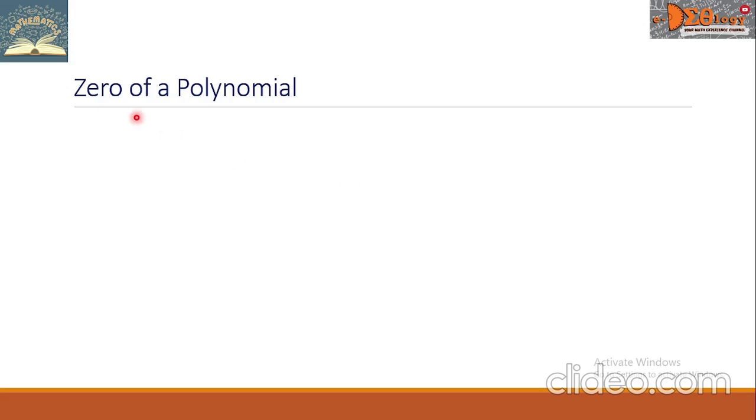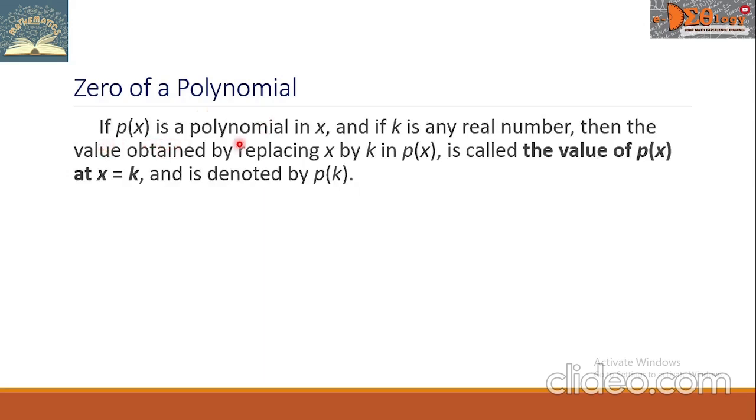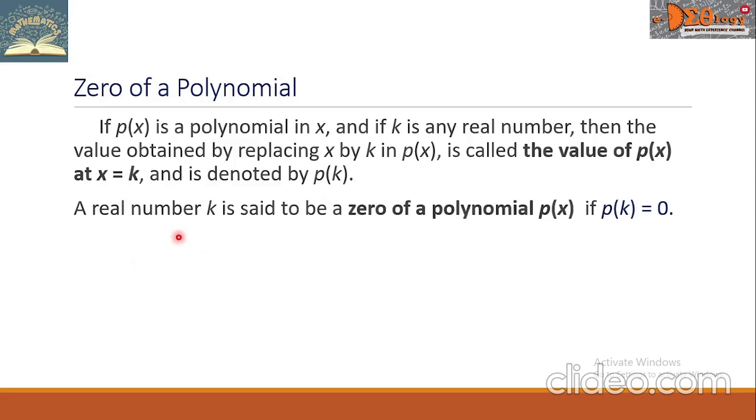Let's go now to zero of a polynomial. If p of x is a polynomial in x, and if k is any real number, then the value obtained by replacing x by k in p of x is called the value of p of x at x equals k, and is denoted by p of k. A real number k is said to be a zero of a polynomial p of x if p of k equals 0.